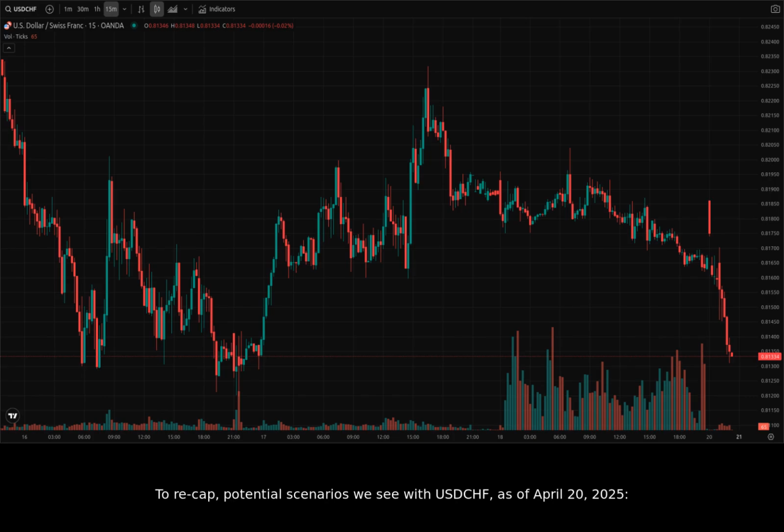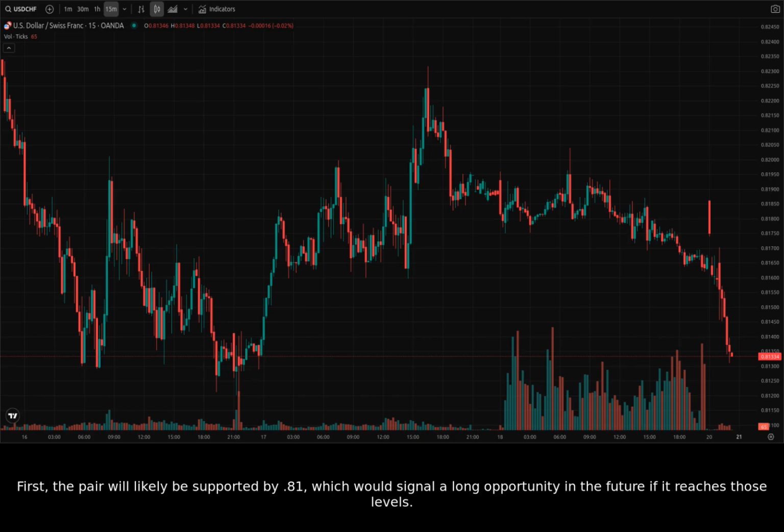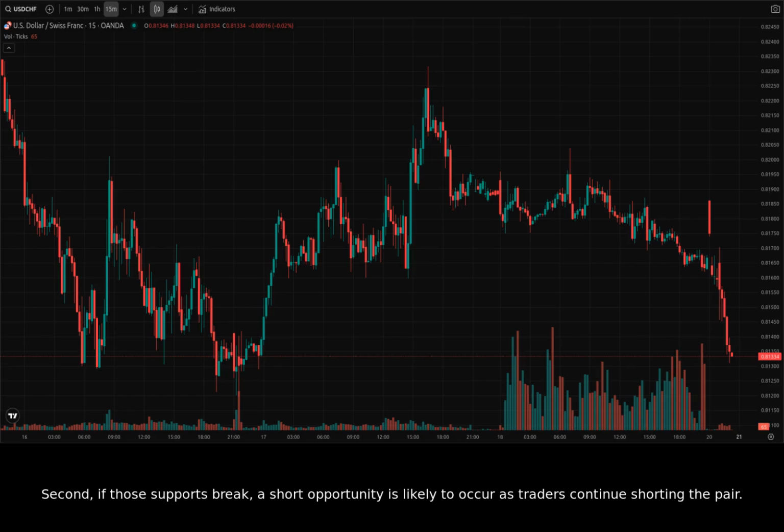To recap, potential scenarios we see with USDCHF as of April 20th, 2025. First, the pair will likely be supported by 0.81, which would signal a long opportunity in the future if it reaches those levels. Second, if those supports break, a short opportunity is likely to occur as traders continue shorting the pair.